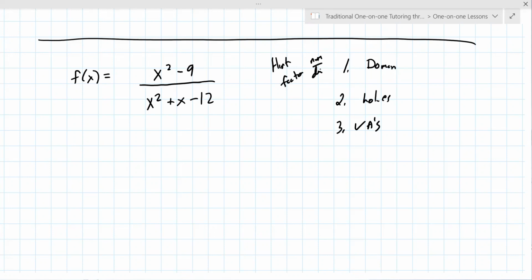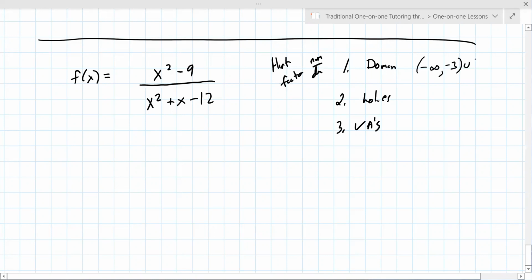Any questions for me, Jadon, on this one? No, I got the domain. Okay, what's your domain? Negative infinity to -3, union with -3 to +4, and union with 4 to positive infinity. Okay, so did you factor the numerator and the denominator? Yeah. What did you get in the numerator? X plus 3 and then x minus 3. And what about in the bottom? X plus 3 and then x minus 4.